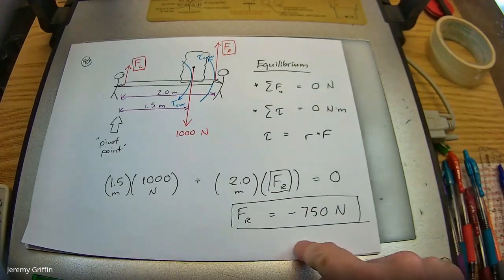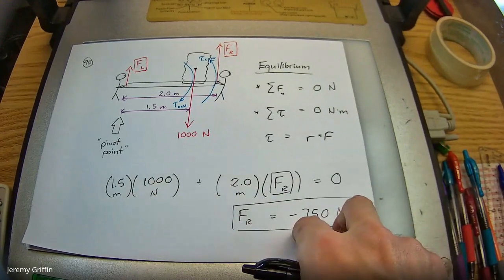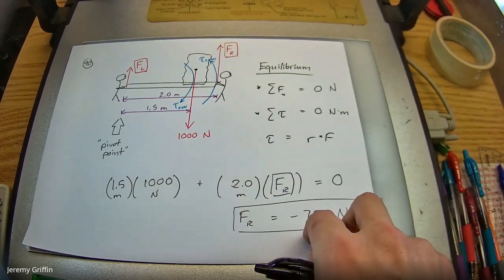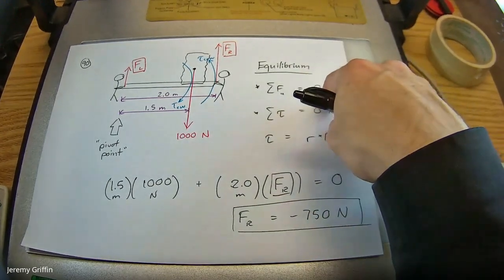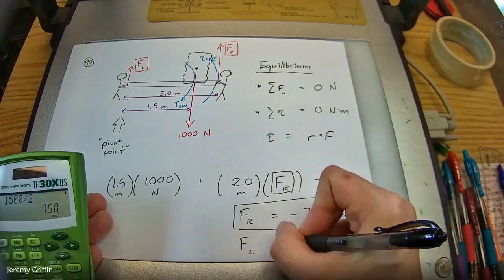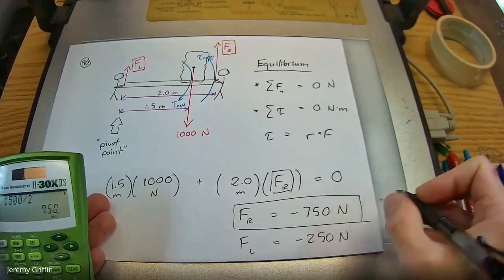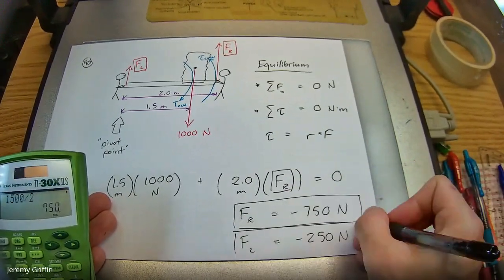Is that okay? So the sum of torque has to zero out, a little bit of algebra shuffle. Now if you know that, and you also know that the total force has to zero out, then what's the force on the left side? Negative 250, exactly. So negative 250 plus negative 750 plus 1,000 exactly zeroes out.